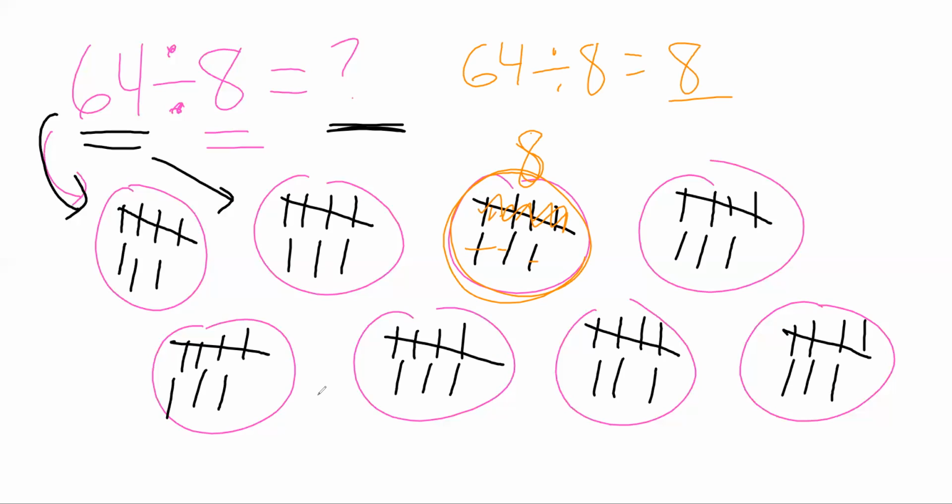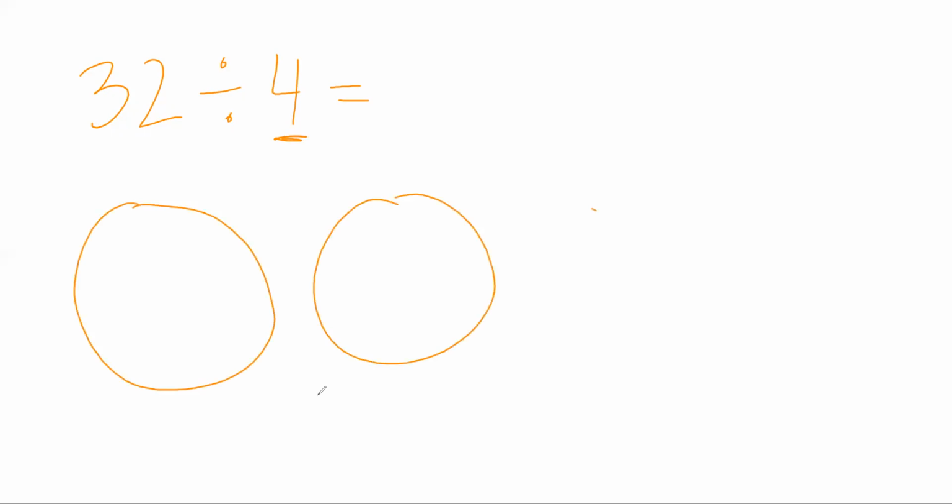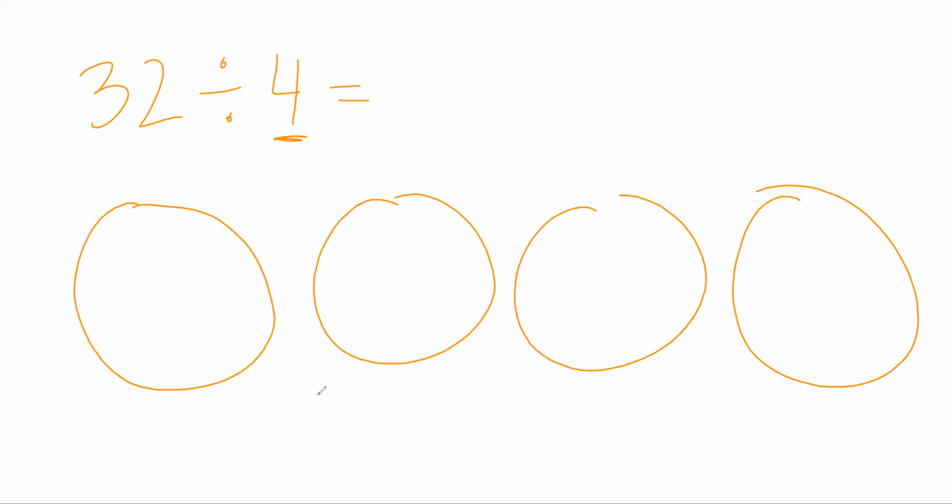So let's do another one, of course, right? Let's take 32 and let's divide it by, I don't know, what do you want to divide this by? Let's divide it by 4. Yeah, let's do that. All right. So again, process. Here's my circles. So I'm going to make circles, 4 of them, right? And now we're going to distribute out that 32.